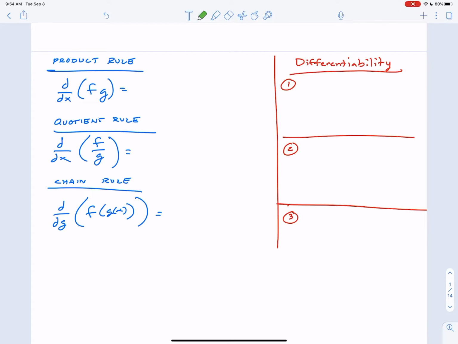Okay, so the product rule, F times G. So whenever you have a product, we apply the product rule. So it's the first times derivative of the second plus the second times derivative of the first, okay?